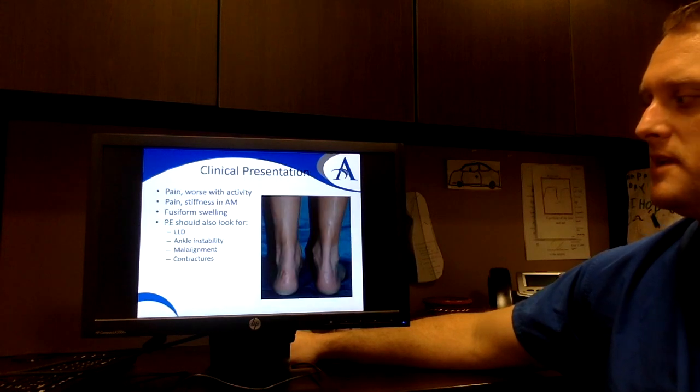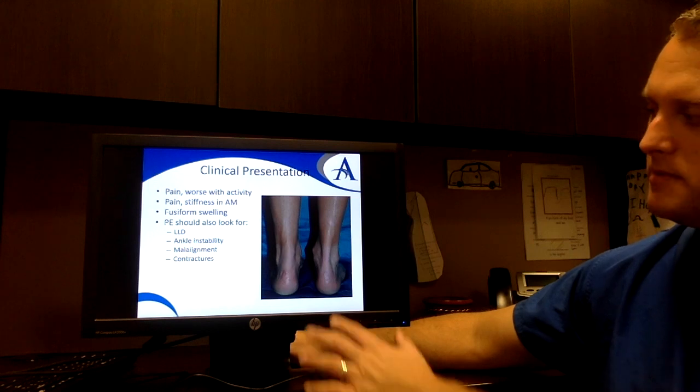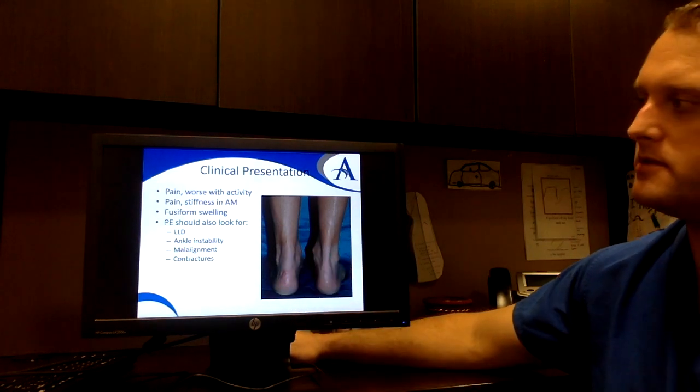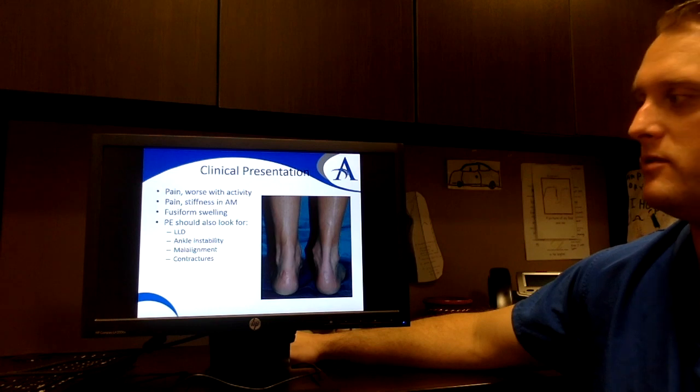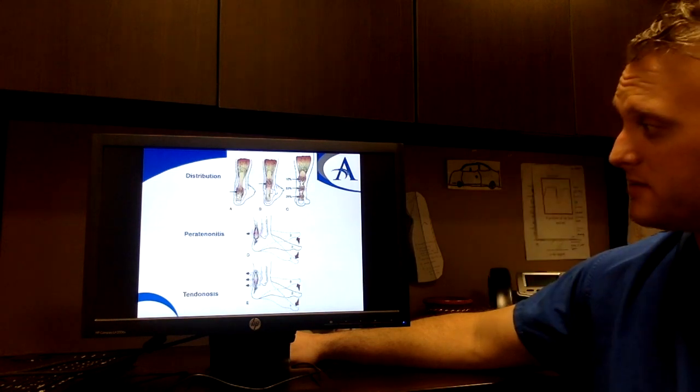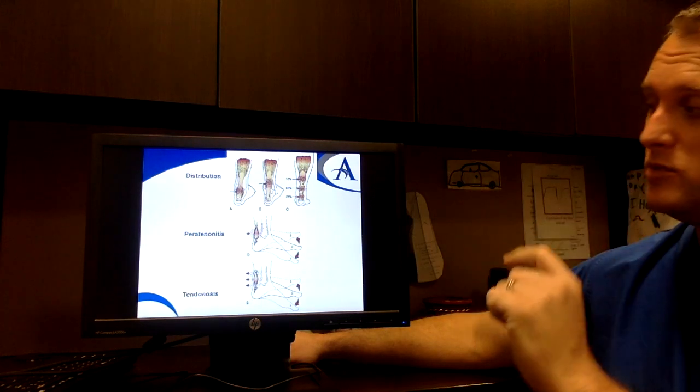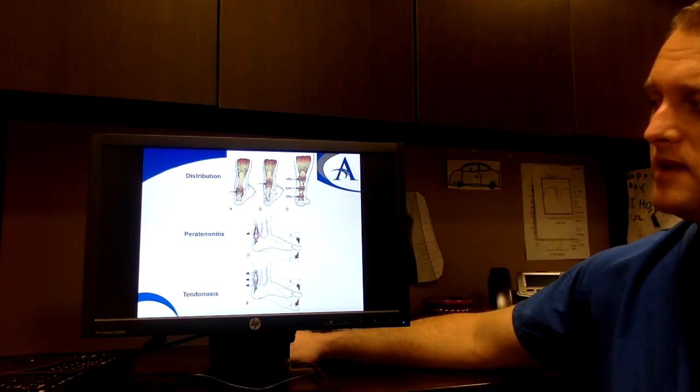So clinically, it's going to be a similar presentation, except it'll be higher in the tendon, about 6 centimeters from the insertion. What you're going to look for is ankle instability, malalignment, and of course contractures. A lot of these people are going to have a contracture. There's going to be a nodule that's going to move as you plantar flex and dorsiflex the ankle.